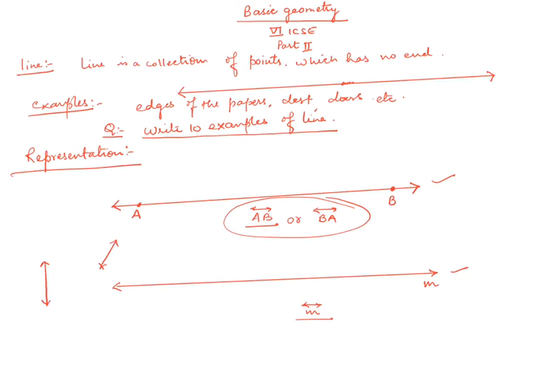One more fact is there. Suppose somebody is asking how many points a line contains. So a line contains an unlimited number of points like this. In between these, many points are there. So how many points does a line contain? Infinite number of points.